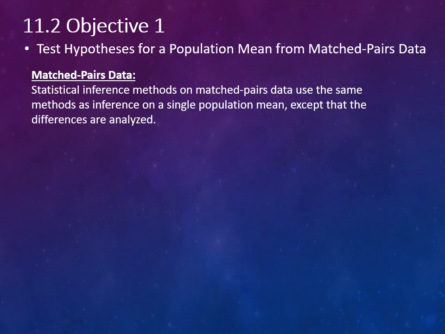Statistical inference methods on matched pairs data use the same methods as inference on single population means. So that works in our favor. We're going to do the calculations in a very similar way, except that instead of using one data point, we're going to use the data point of the differences between those two matched pairs of data.